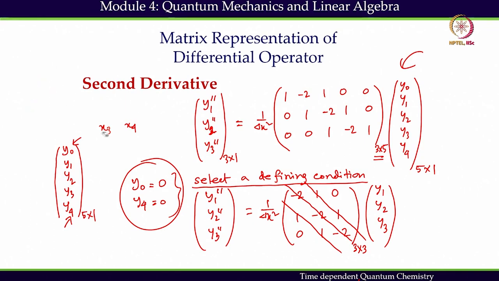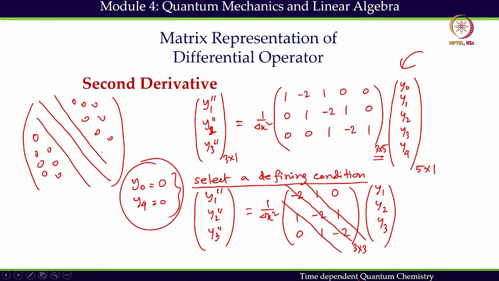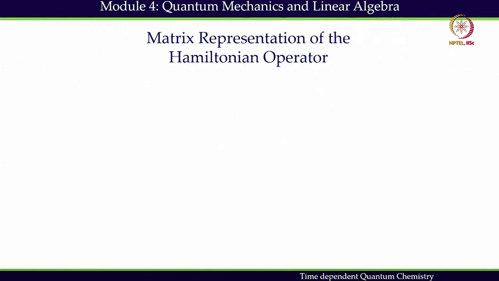In general, a tri-diagonal matrix is a square matrix. I will always have diagonal values, lower diagonal values and upper diagonal values. The remaining part is going to be all 0. So this is called a tri-diagonal matrix. And basically this d2 dx2 gives me a tri-diagonal matrix. When I use this boundary condition, this defining condition for the initial wave function, this kind of tri-diagonal matrix can be used to find the eigenvalue and eigenvector for the operator.